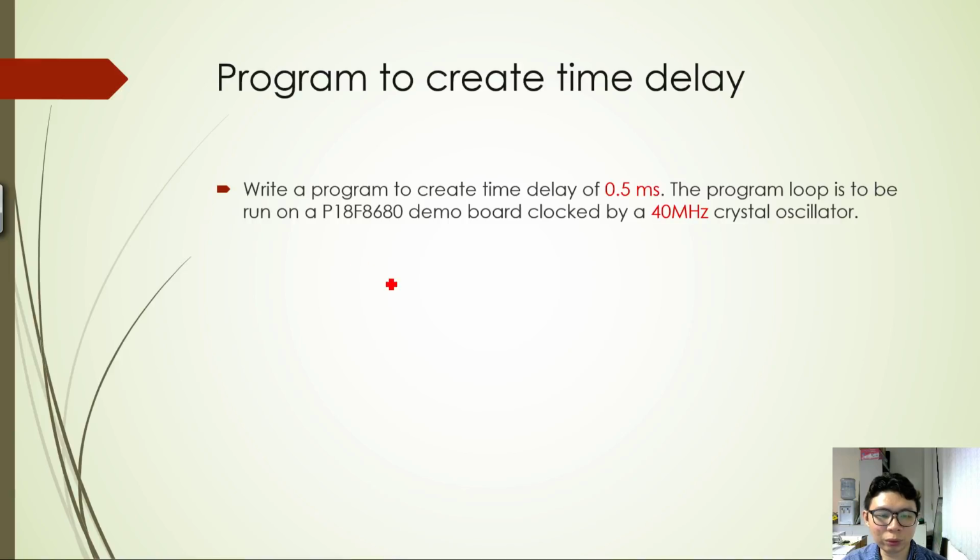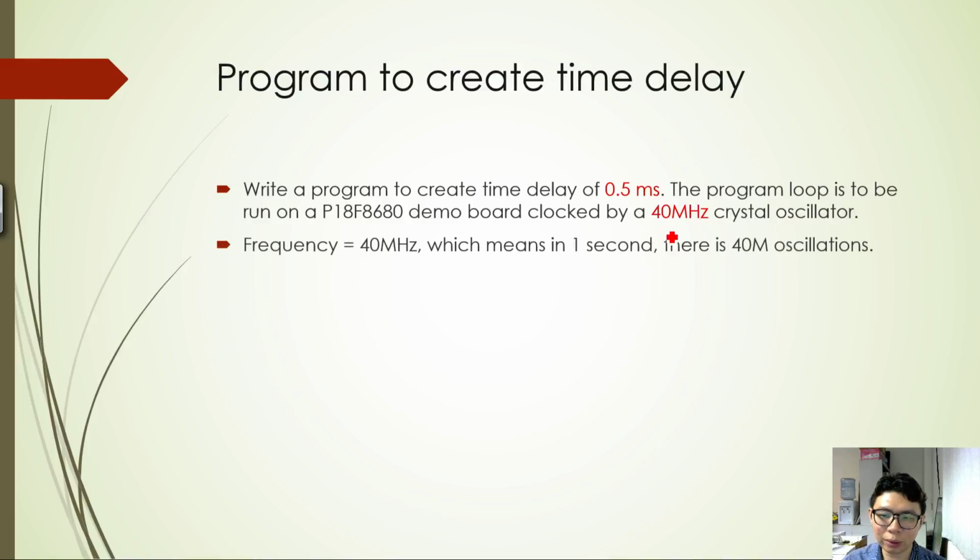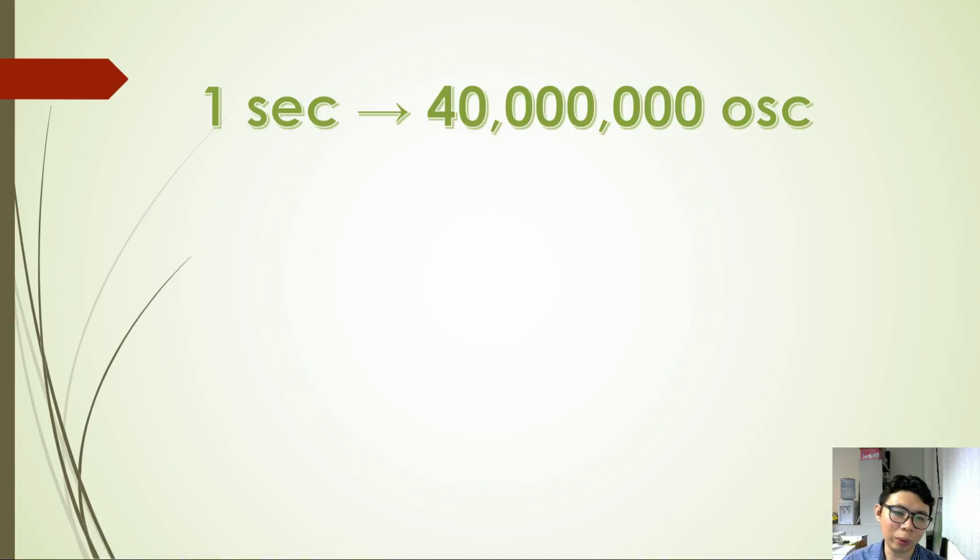Suppose we need to write a program to create a time delay of 0.5 milliseconds. The program is to be run on a PIC18F8680 with a crystal frequency of 40 megahertz. An important keyword to note here is the frequency, 40 megahertz. It means that in any given second, the crystal oscillates 40 million times. So 1 second is equivalent to 40 million crystal oscillations.